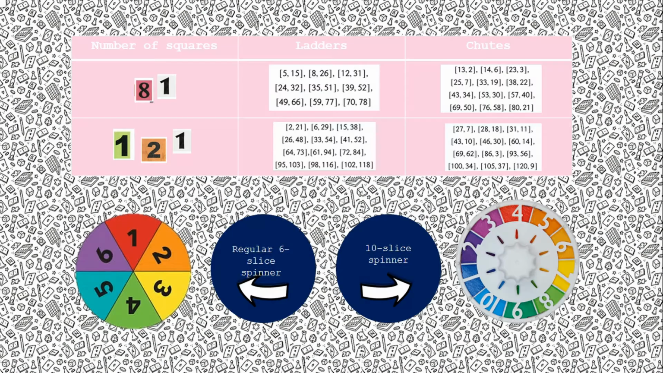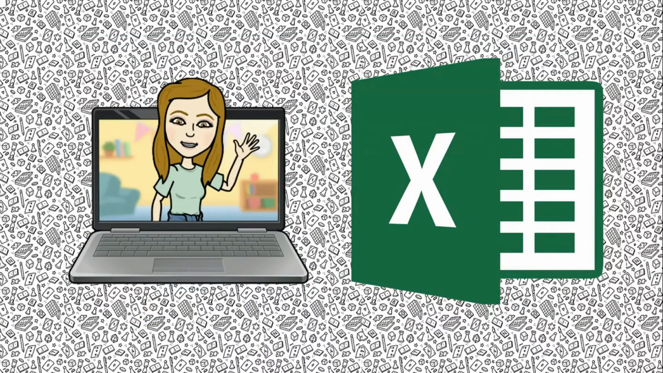As we said before, so far we have played with a standard board configuration with 100 spaces and a 6-slice spinner. So now let's consider the following two alternative boards. They are the ones that are on the screen right now. And let's consider two spinners, a regular 6-slice spinner and a 10-slice spinner. Now we want to see which combination of board and spinner is the fastest. That's why let's go back to Excel.